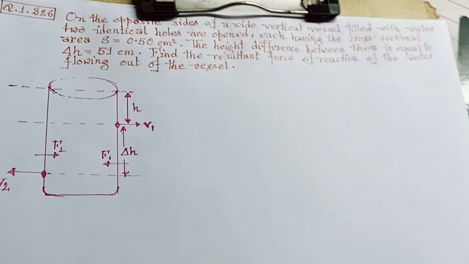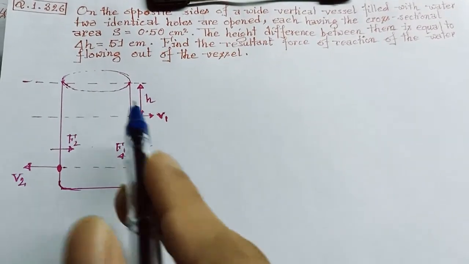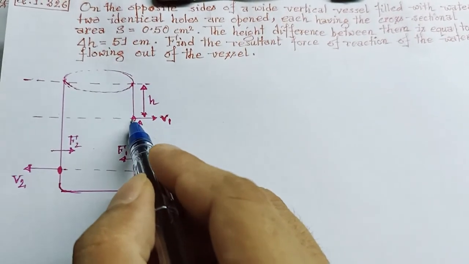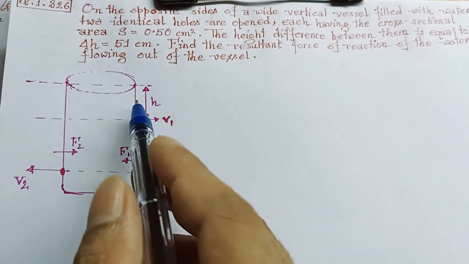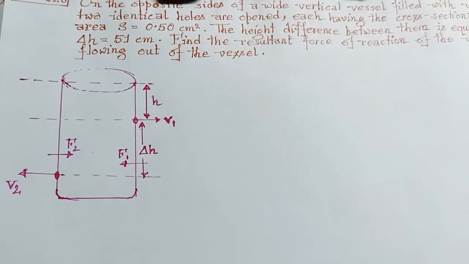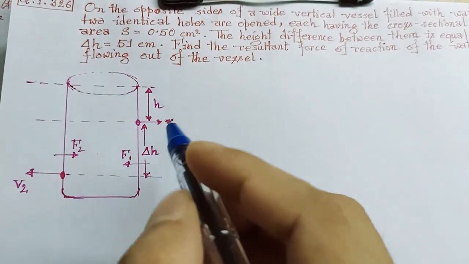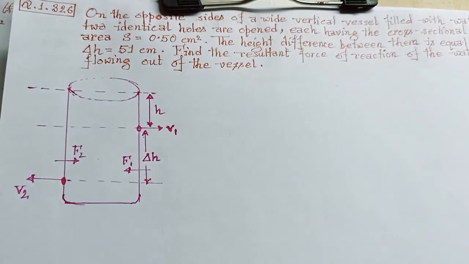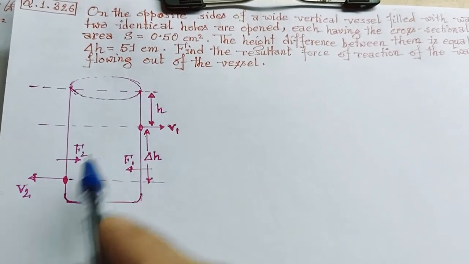For solving this question, this is the figure or diagram of the question. From this diagram, this is the vessel and there are two holes, one is this and another is this. The first hole is located at a depth h from the topmost point of the vessel, and the second hole is located at a distance delta h below the first hole. So the depth of the first hole is h and the depth of the second hole is h plus delta h.